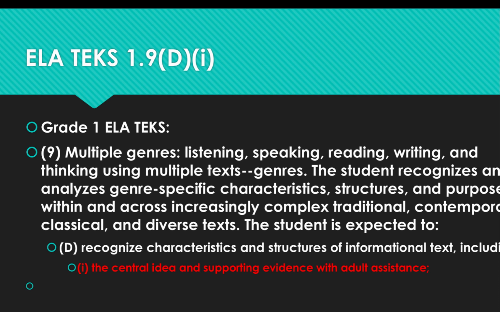But let's look two grades later at 3.9. And what do you see? Look down at D and then I. The central idea and supporting evidence does not say with adult support, does it? So that means that if you as a teacher have highlighted the text and the main idea, the central idea, then that is a modification in third grade and forward. So you need to be very careful.